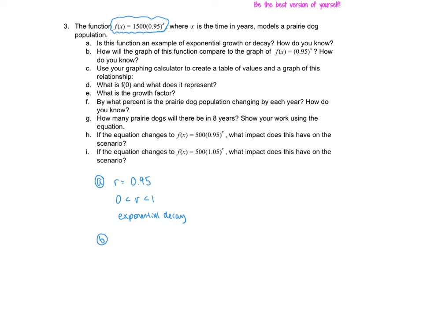And B, how will the graph of this function compare to the graph of f of x equals 0.95 to the power of x? How do you know? This function will be much steeper because there is a vertical stretch by a factor of 1500, and the y-intercept will be (0, 1500).